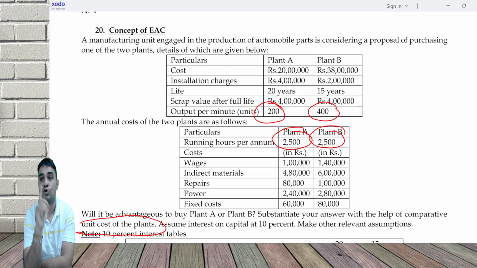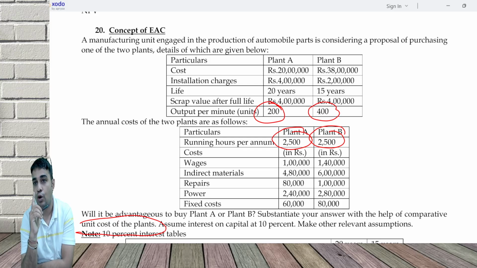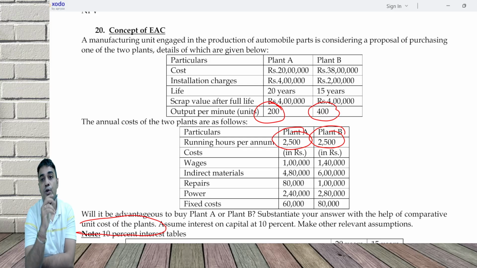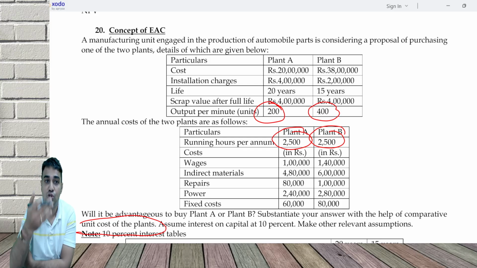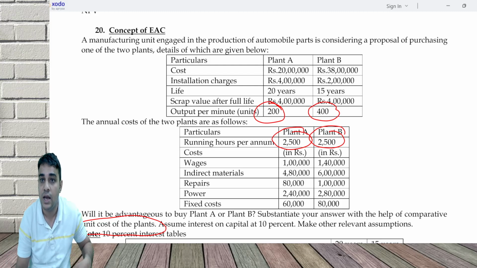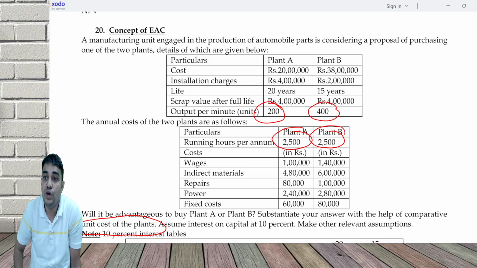What is unit cost? Unit cost is cost per unit. How will you do it? You will first do EAB or EAC, which is per year, divided by production per year. That will give me the cost per unit. It is not stopping at EAB or EAC. It needs to go another step, which is called unit cost.